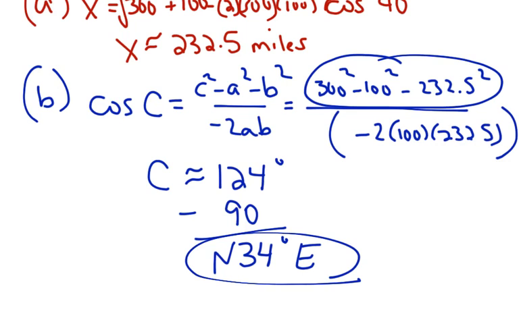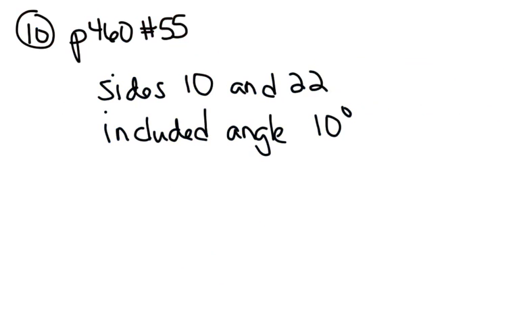And that's the direction I need to head my plane in order to arrive at airport B. The next problem is page 460, number 55.